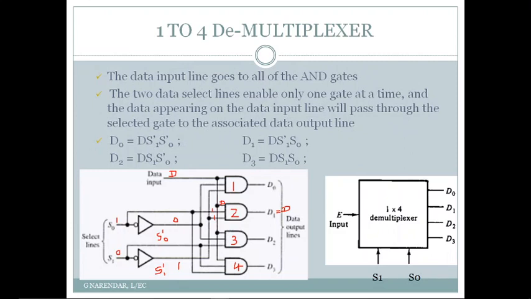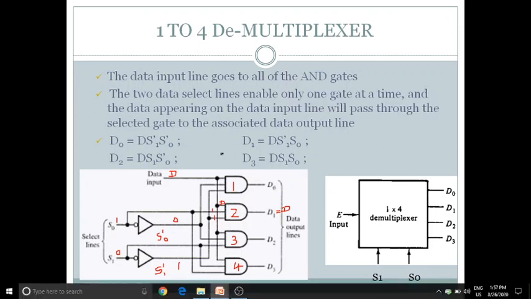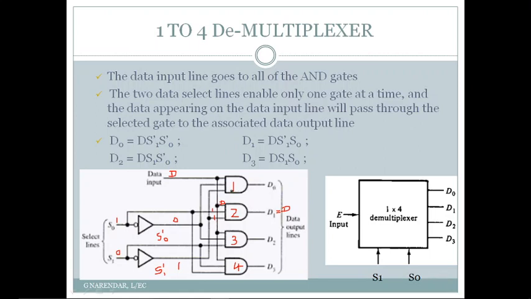At the same time, you can see that for the first AND gate, this input is 0 and this input is 1, so the output is equal to 0. So we have to also show the remaining outputs. And for the third, the second we finished. For the third AND gate, one of the inputs is S0 bar, so it is 0, and the third input is S1, which is also equal to 0. So D3 is also equal to 0.